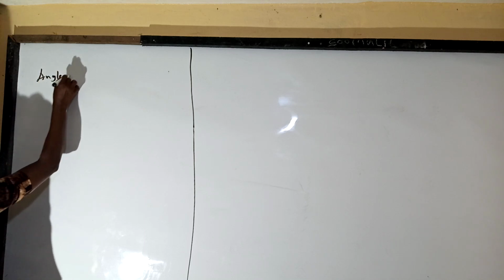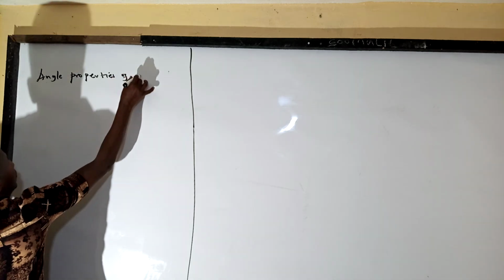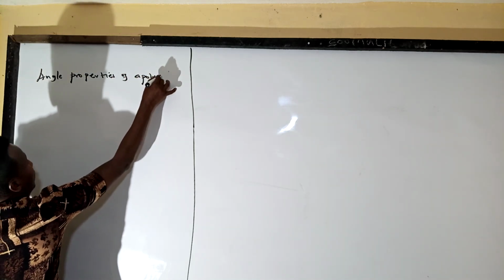So we are going to discuss tonight the angle properties of a polygon. So we're going to learn tonight, so you can catch up with us. Let's see this one tonight: angle properties of a polygon. This is what we're going to see.